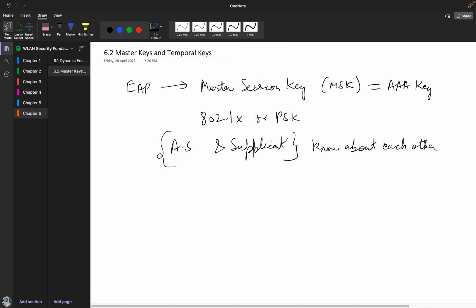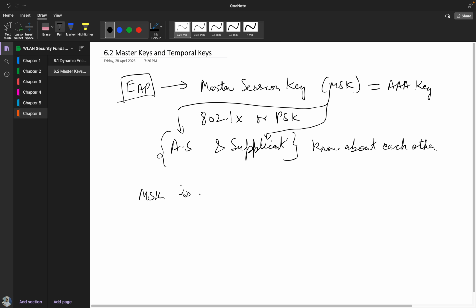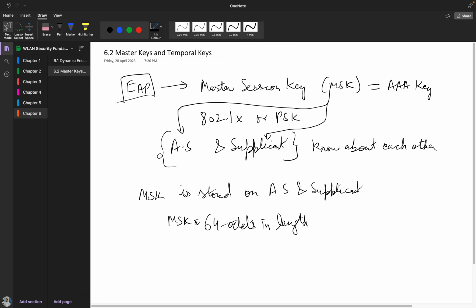Now this MSK, which is formed right after EAP, is the keying material that is derived from the process of EAP. That's pretty much what we've discussed. And now it is sent and stored on both the authentication server and the supplicant. Okay, this is something which you should know, and it is basically at least 64 octets in length. This is the MSK, which is the master session key.